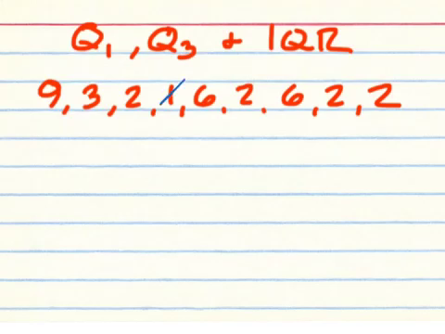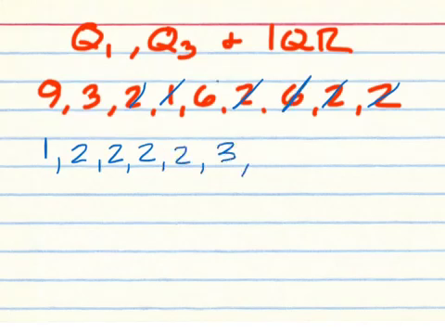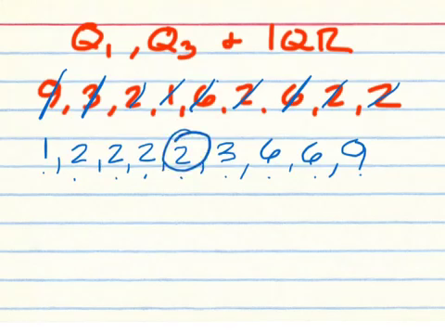In order from least to greatest, we'll have 1, 2, 2, 2, and 2. So 1 and then 4 2s. And then we'll have 6. Whoops, it looks like we have a 3 in there. Yep, 3. And then 2 6s. And then a 9. We have 1, 2, 3, 4, 5, 6, 7, 8, 9 numbers. That means this is going to be your middle number. That's the median, 2. On the left-hand side, quartile 1 will be 2.